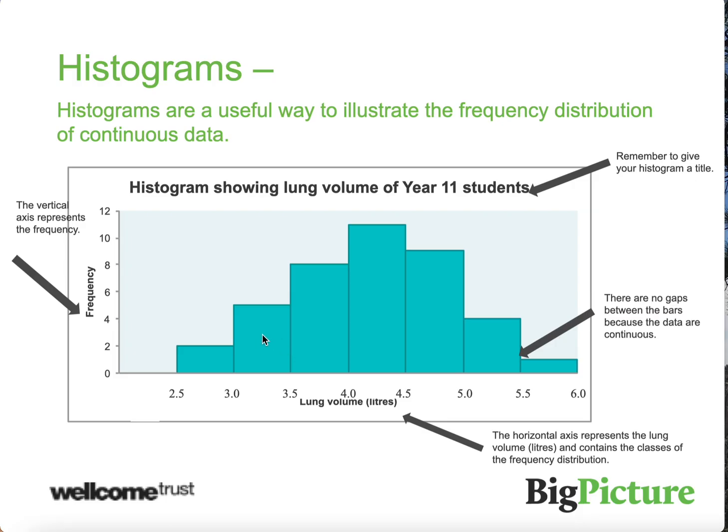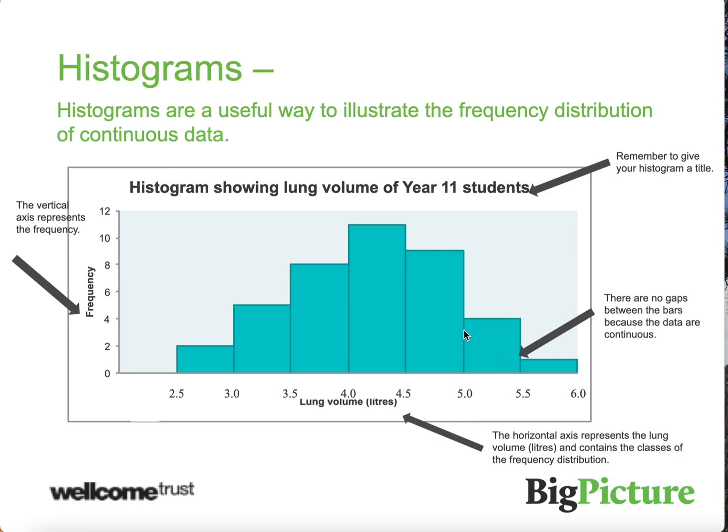All right, next, a histogram. This is kind of a mix between a line graph and a bar graph. Histograms are a useful way to illustrate the frequency distribution of continuous data. It doesn't stop, but instead of having a line go, you have categories. So you have a range from 2.5 to 3, from 3 to 3.5, 3.5 to 4.